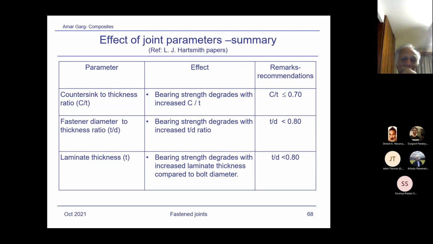And laminate thickness, bearing strength degrades with increased laminate thickness compared to bolt diameter, so T/D again should be lower.